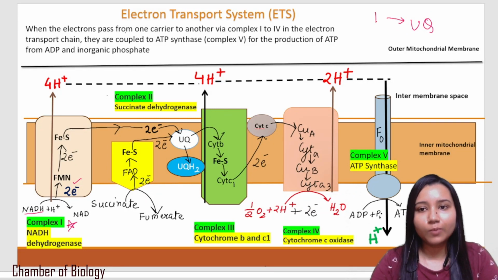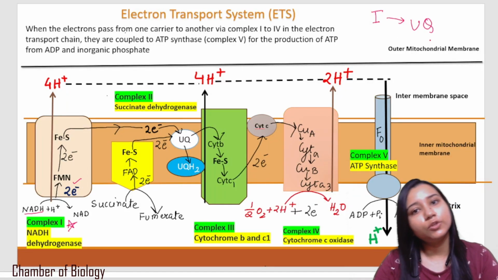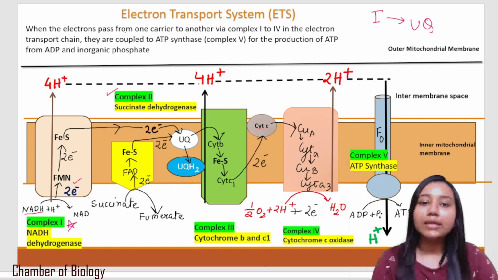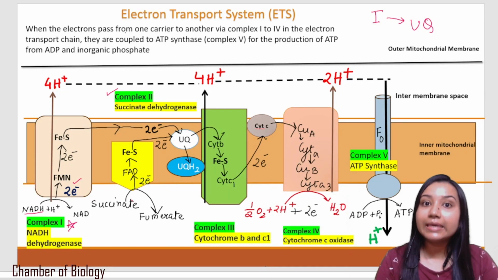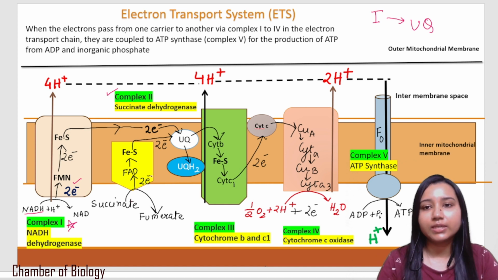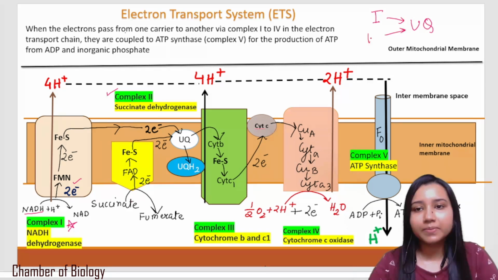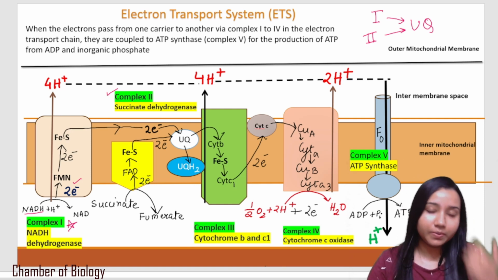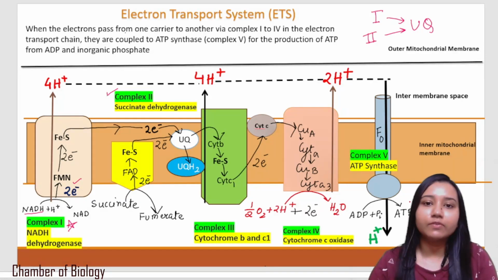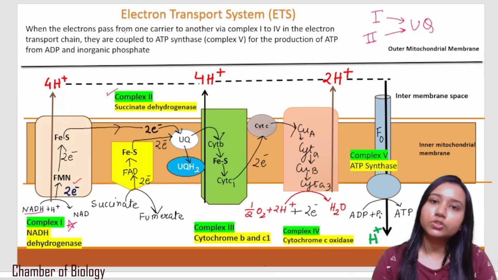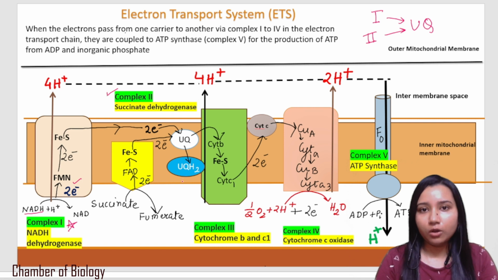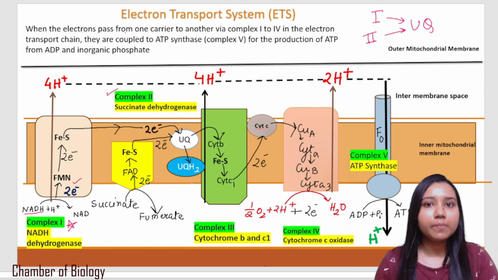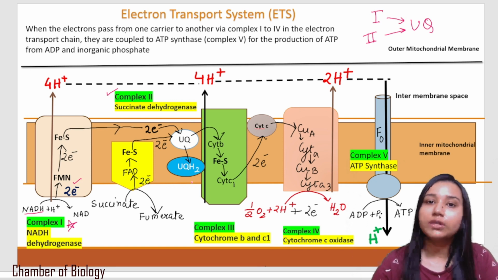So from complex 1, the electron is going to come to ubiquinone, and we will see complex 2, that is succinate dehydrogenase. From here also, the electron is going to come when the FADH is oxidized. So from complex 1 and complex 2, electrons are coming to this ubiquinone. Now this ubiquinone is going to be reduced, forming reduced ubiquinone, which is also called ubiquinol. So this is an electron carrier. Please remember this UQ is basically the ubiquinone electron carrier.